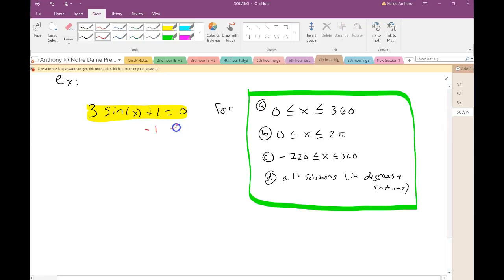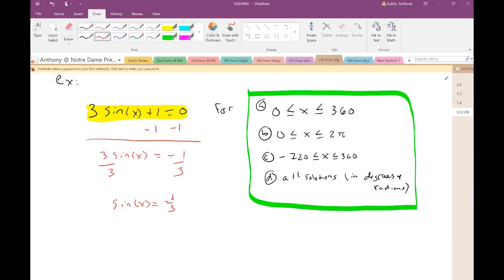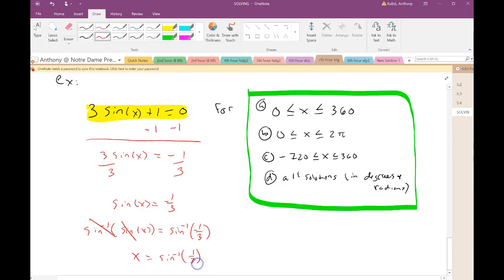So I'm going to start by subtracting 1 from both sides. And then dividing the 3 from both sides. And then who remembers what the operation was that cancels off the sine part of sine x? Sine inverse. So we do sine inverse of both sides. And then that's going to give us sine inverse of 1 over 3.